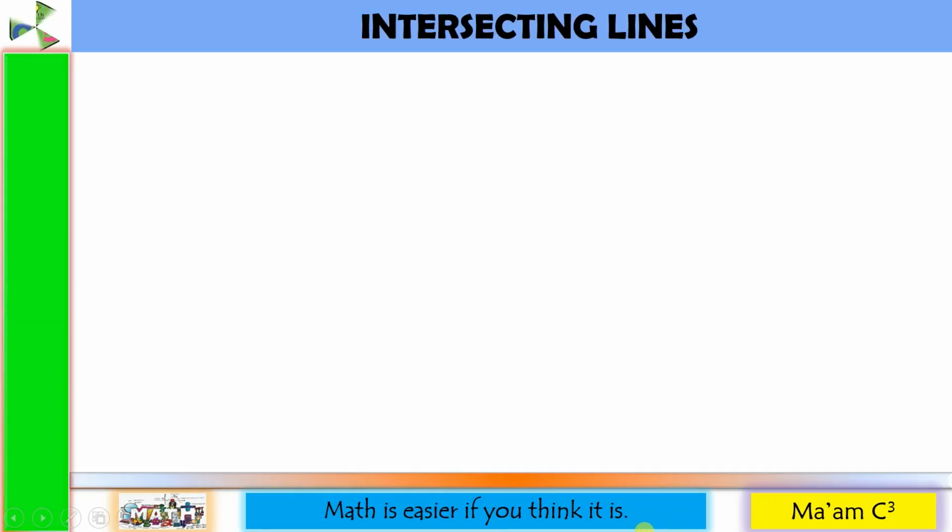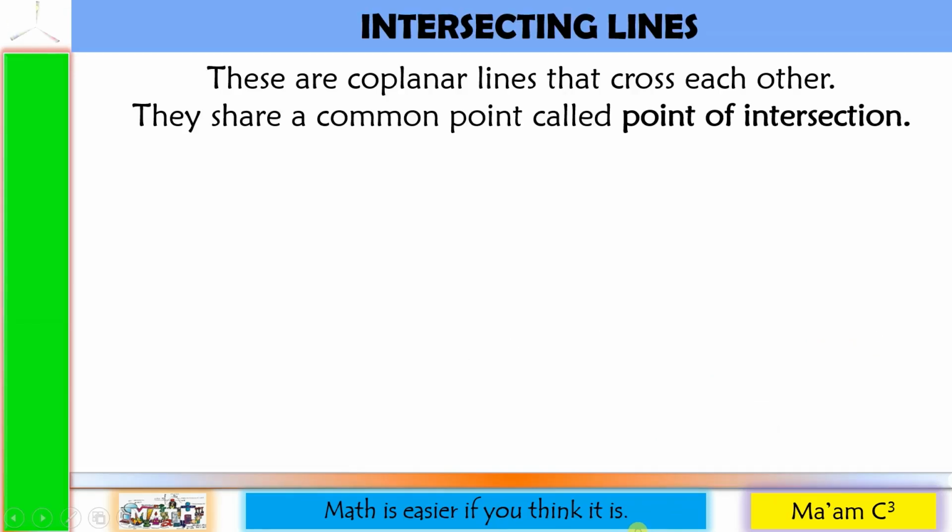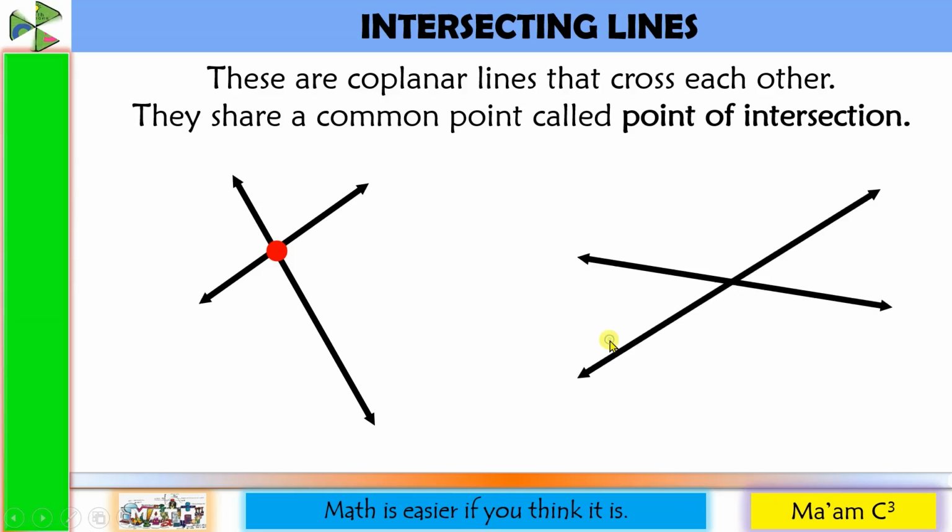Let's have the first one, intersecting lines. These are coplanar lines that cross each other. They share a common point called the point of intersection. So let's have this. These are intersecting lines and this is the point of intersection. Another example, here is the point of intersection.